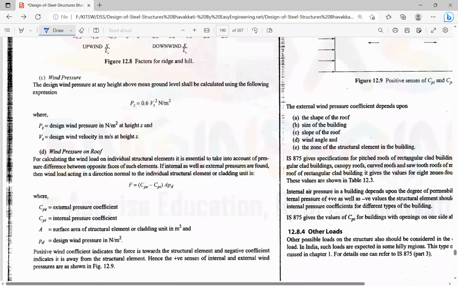Right, wind pressure formula: Pz is equal to 0.6 Vz square. Vz is equal to K1, K2, K3 into Vb. K1, K2, K3 are the coefficients, and Vb is the basic wind speed. From that we calculate Vz. After calculation of Vz, we need to calculate the design wind pressure. Design wind pressure Pz is equal to 0.6 Vz square. After that, we calculate the wind pressure on the roof.